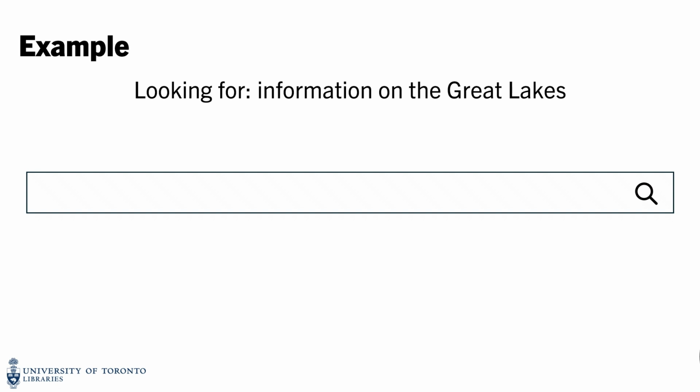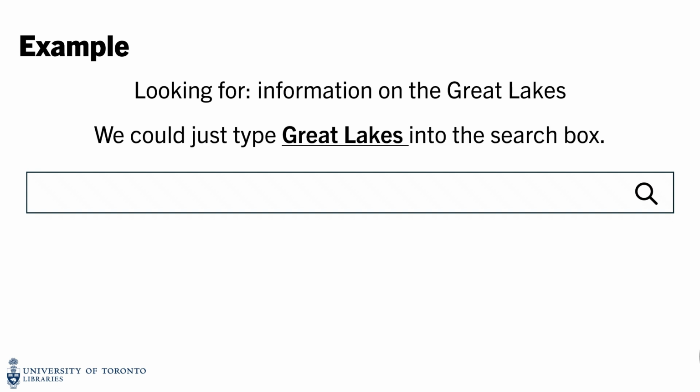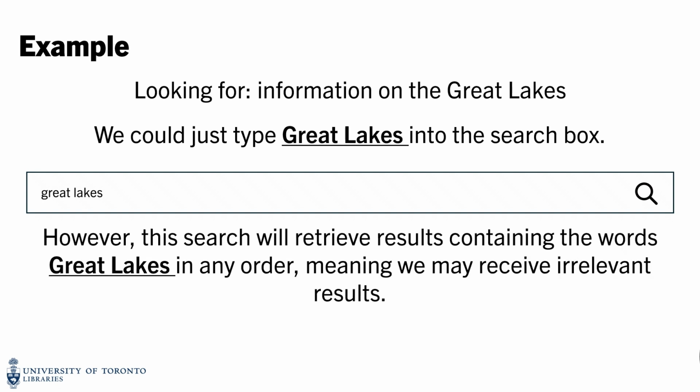Let's go over an example. If we are looking for information on the Great Lakes, we could just type Great Lakes into the search box. However, this search will retrieve results containing the words Great Lakes in any order, meaning we may receive irrelevant results.